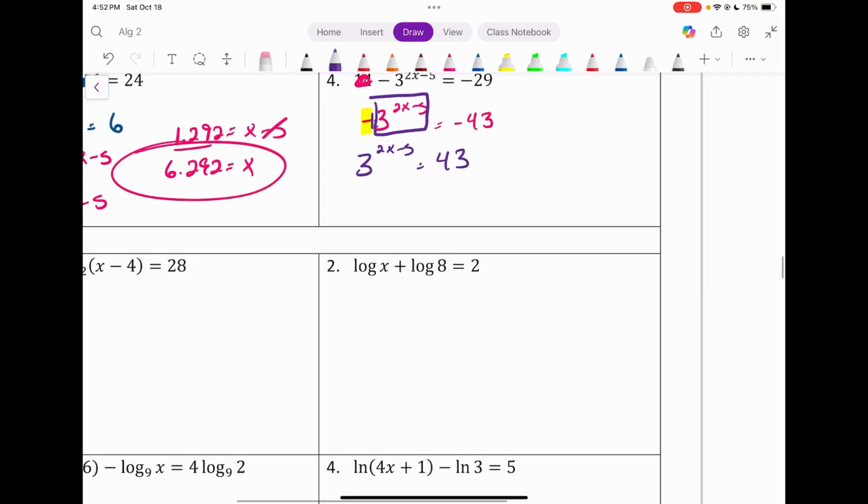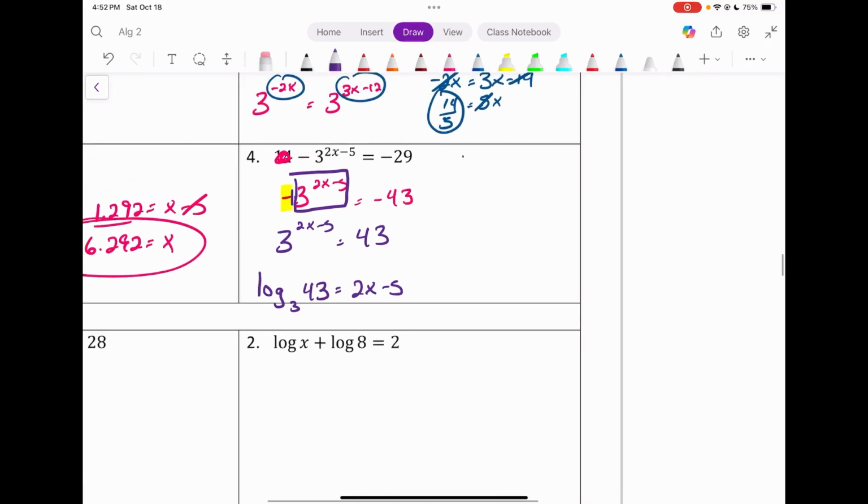Again, we don't know 3 to what power. We can't change the 43. We can't do anything. So the only thing we can do here is to change it to a log form. Log base 3 of 43 is equal to 2x minus 5. Log base 3 of 43 is going to be typed into our calculator by doing the log of 43 divided by the log of 3, and that's equal to 2x minus 5. So let me type that in, and I get about 3.424 equals 2x minus 5.